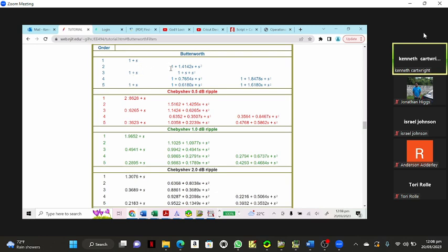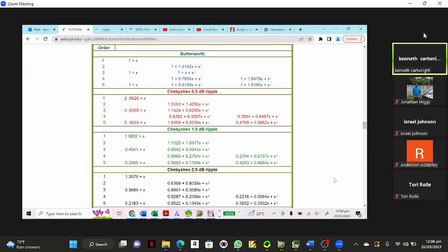First order is 1 plus S. Second order is 1 plus root 2 S plus S squared. I gave you that last class. And the third one, 1 plus S times 1 plus S squared. We talked about this last class. And then if we want a fourth order, it's this second order times that second order. We want a fifth order, it's this first order times the second order times the second order.